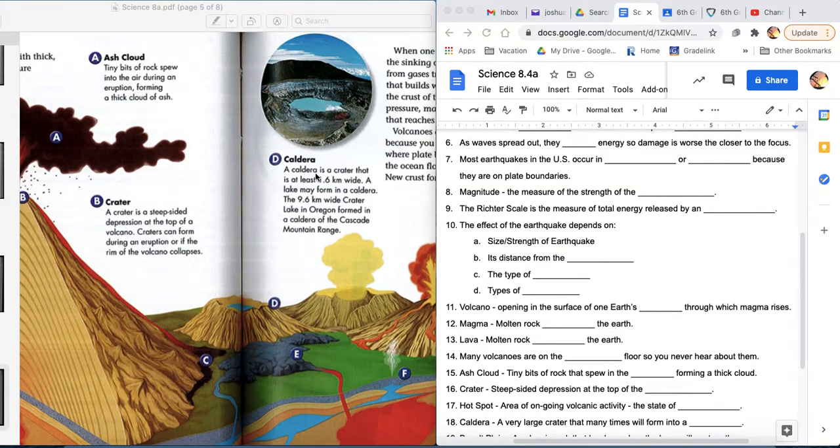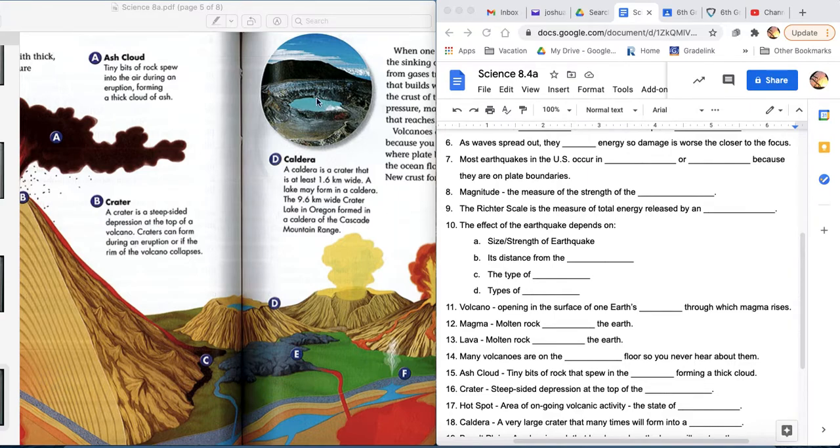D, a caldera is a crater. Why is it different? Because this one's really big. It has to be at least 1.6 kilometers wide. So that's like a mile wide, guys. So if you have a really big one, we call it a caldera. Smaller, we call it a crater. A lake may form in a caldera. This 9.6 kilometer wide crater lake in Oregon formed in a caldera of the Cascade Mountain Range. So years ago, a volcano erupted, fell in, fills up with rainwater, and you have a beautiful, beautiful lake.